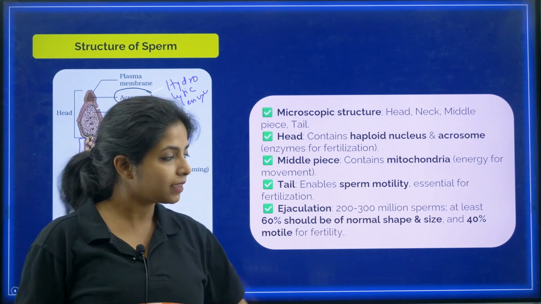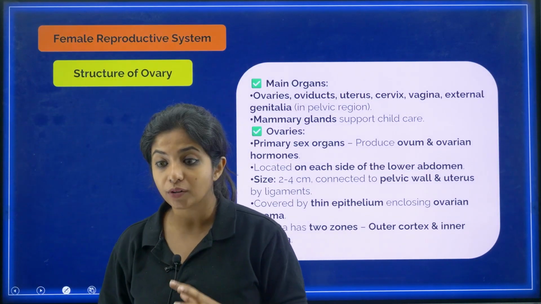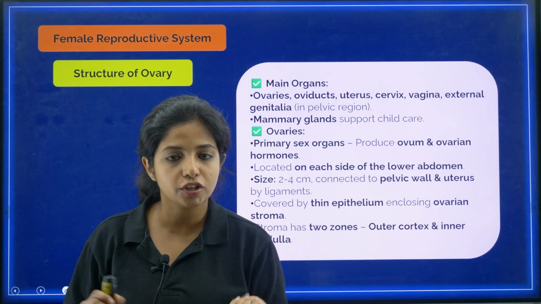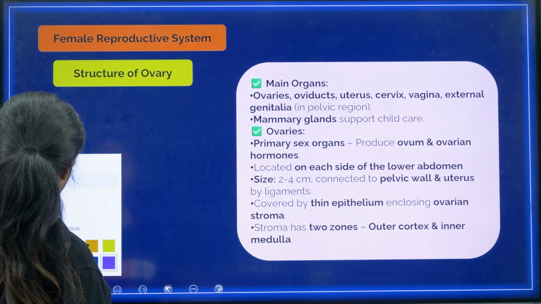Cool? Now, going ahead, from now onwards, we are going to talk about the female reproductive system. So if we talk about the female reproductive system, my dear children, what do you have?